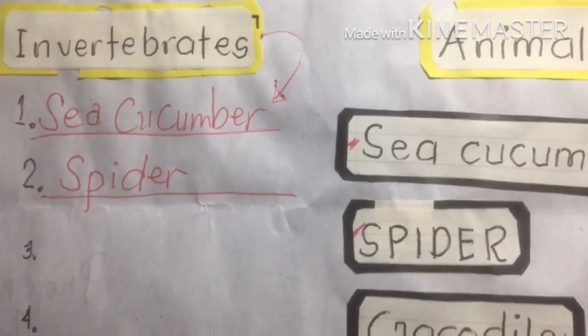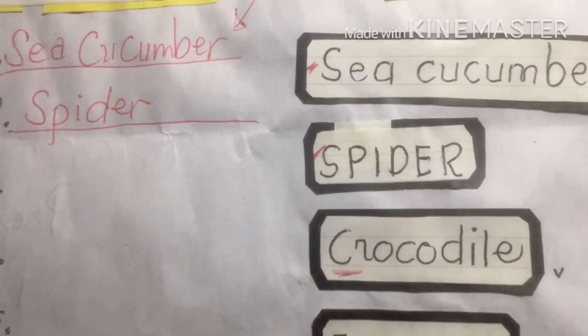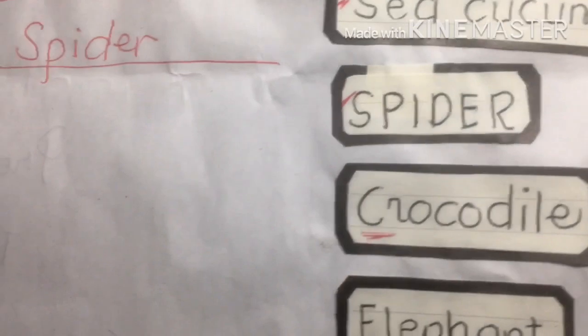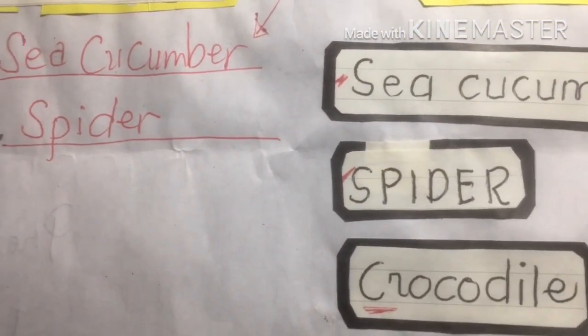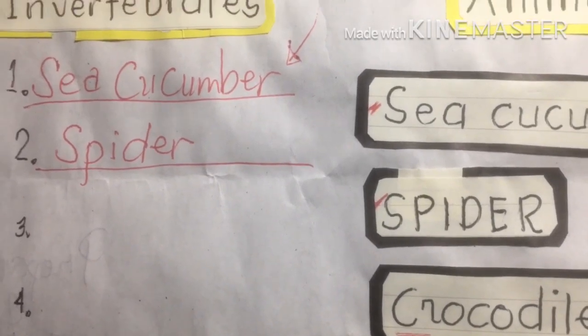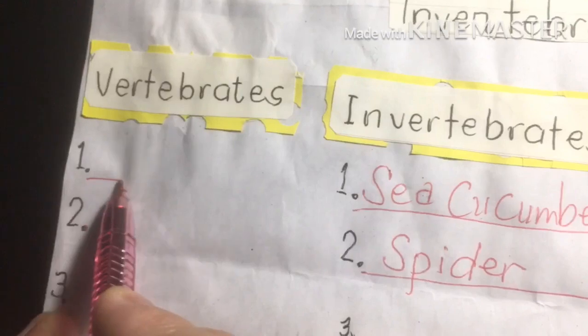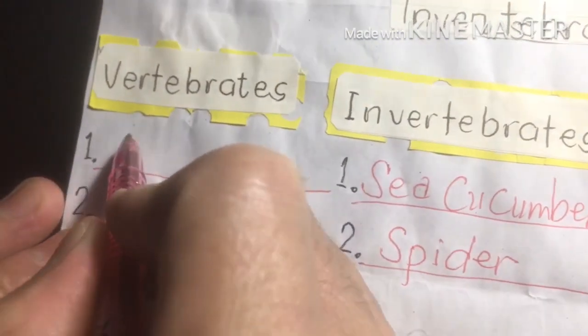Next, third, is crocodile. Does crocodile belong to vertebrates or invertebrates? Oh, it's dangerous, right? It's not a pet animal. It's a wild animal because it kills us. Crocodile belongs to vertebrates. So I'm going to write the word crocodile.